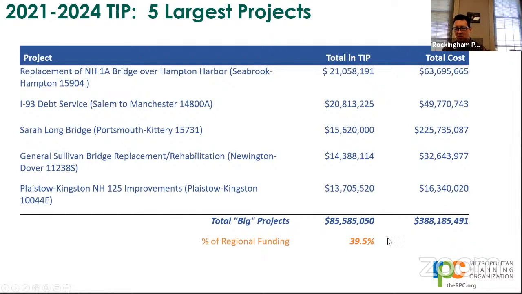So about 40% of our total funding in the TIP goes to these four projects, which is actually significantly less than what we've had in most more recent cycles. We've had a lot of very large projects between the 93 widening, the Spaulding Turnpike, and the Sarah Long Bridge, and before that the Memorial Bridge. These large projects have taken upwards of 50 to 60% of our TIP funding in previous years. So we're actually seeing that declining.